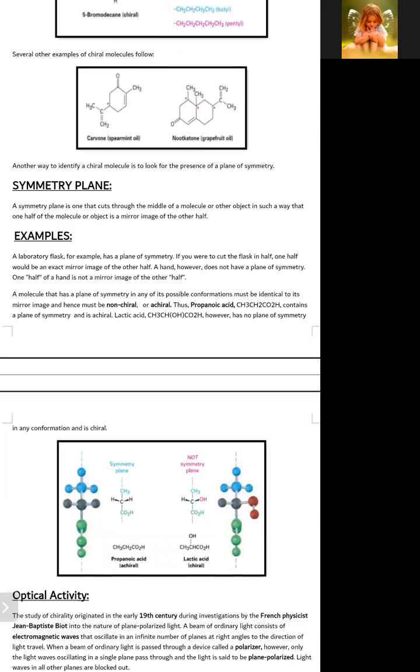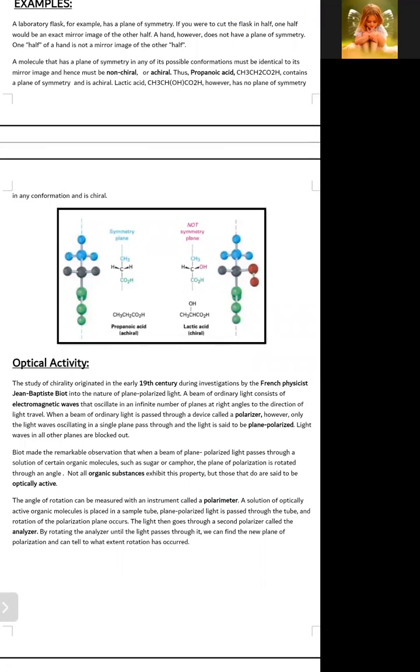Then we talk about the symmetry plane. What is a symmetry plane? A symmetry plane is one that cuts through the middle of a molecule in such a way that one half of the molecule or object is the mirror image of the other half. For example, this is the structure of propanoic acid and lactic acid. When we cut through the center of the molecule, the first half is the mirror image of the other half, as in propanoic acid.